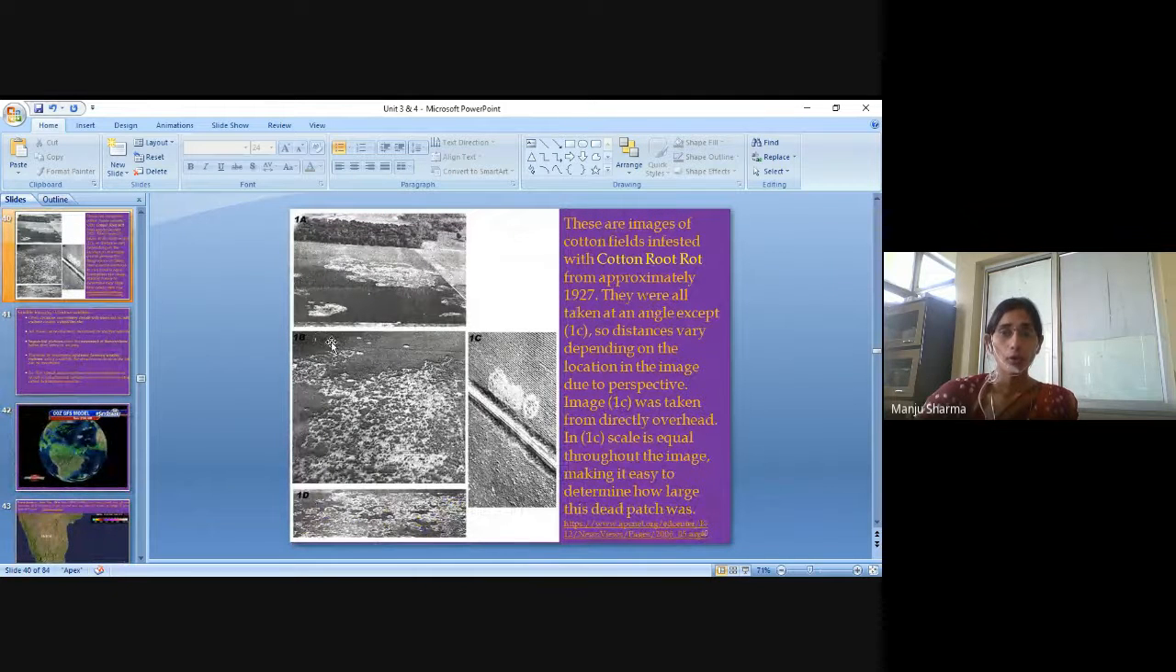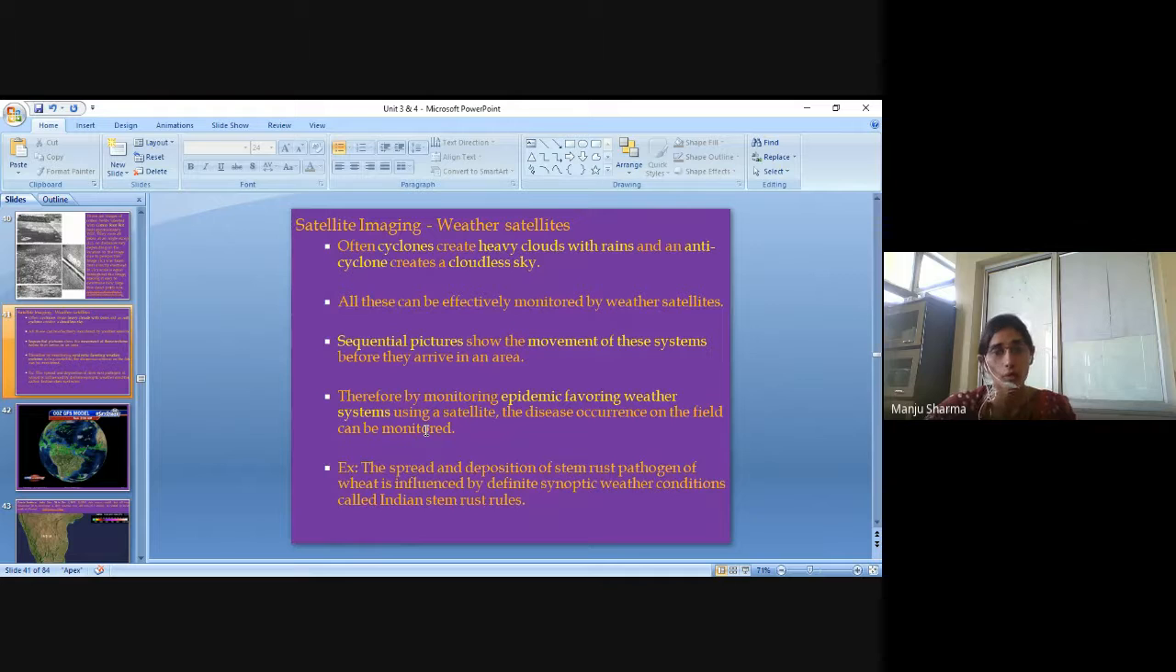These are images of a cotton field infested with cotton root rot from approximately 1927. They were all taken at an angle, so distances vary depending on the location. In this image, the picture was taken from directly overhead, so the scale is equal throughout the image, making it easy to determine how large this dead patch was.